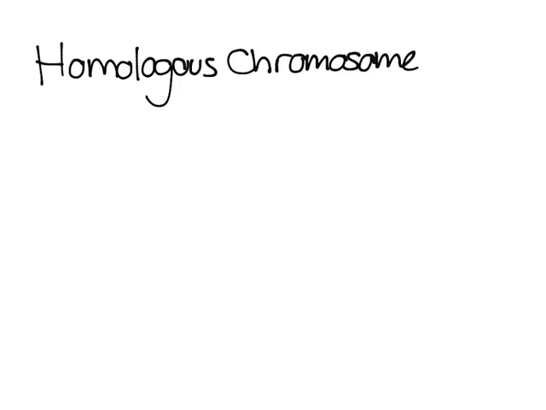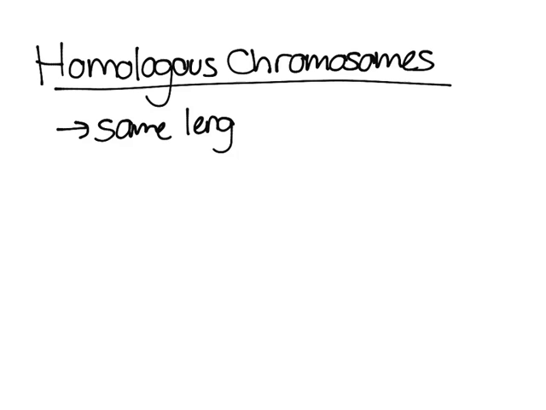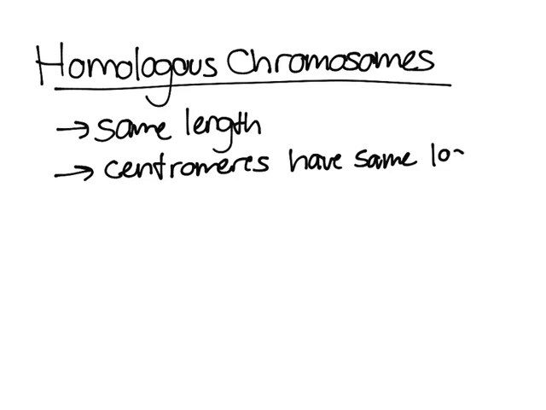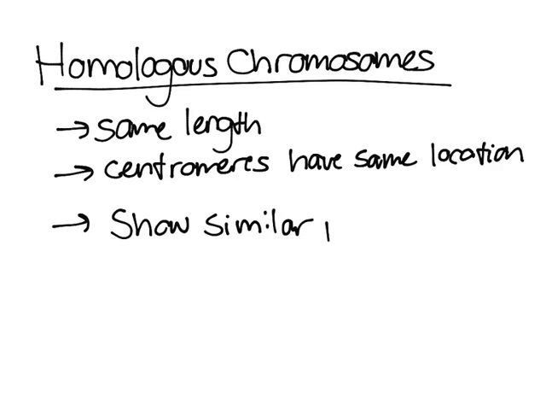Homologous chromosomes have the same length. Centromeres have the same location. And just a reminder, the centromere is essentially the middle of the chromosome. One comes from the mom and one comes from the dad. And then when stained, they show similar banding patterns. And that's because they have genes controlling the same traits at the same locations.